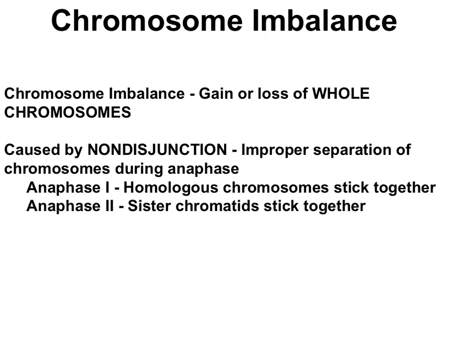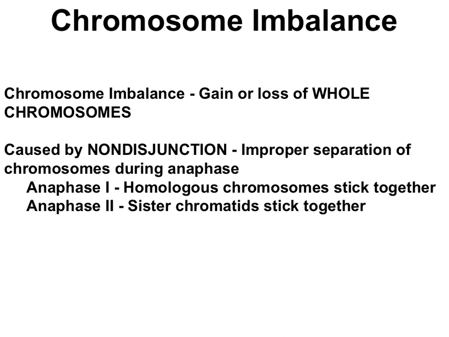The cause of chromosome imbalance is non-disjunction. Non-disjunction is when the chromosomes don't split apart properly in anaphase of meiosis. Now, this can happen in anaphase 1 or anaphase 2. In anaphase 1, if homologous chromosomes stick together and both go to one pole of the cell and none to the other side, that's a problem.